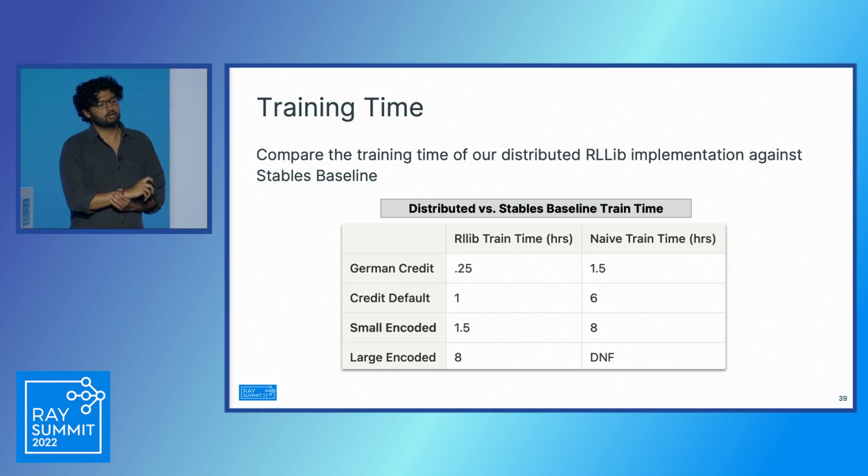Next, we wanted to look at the training time, and how the training time of using Ray and RLLib compared against a simple Stable Baselines implementation. We see that the Stable Baselines implementation in some cases took very long and did not even finish on some data sets. And we noticed that when using Ray and RLLib on a single node 8-core machine, we were able to achieve 6x savings in train time.